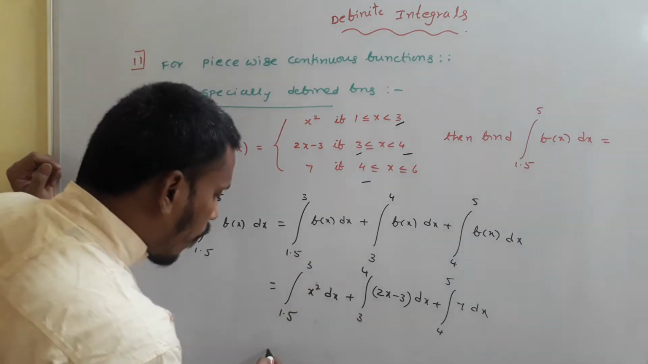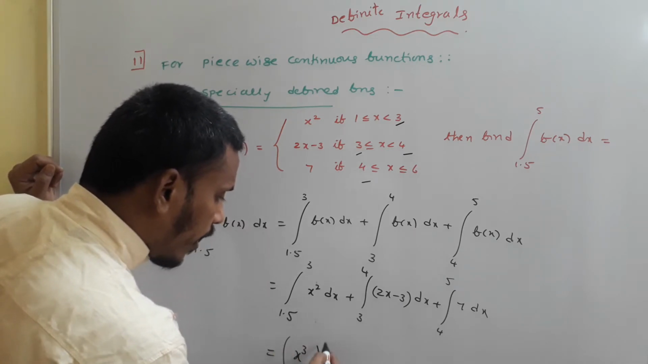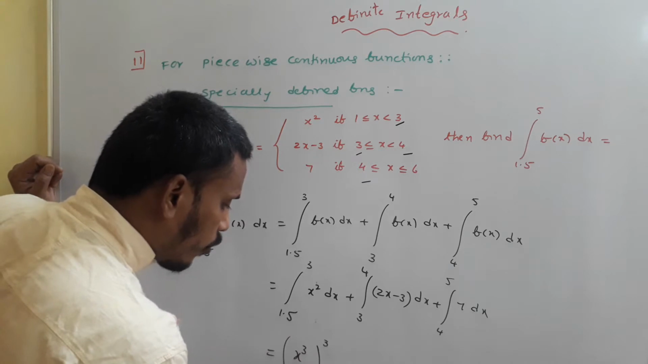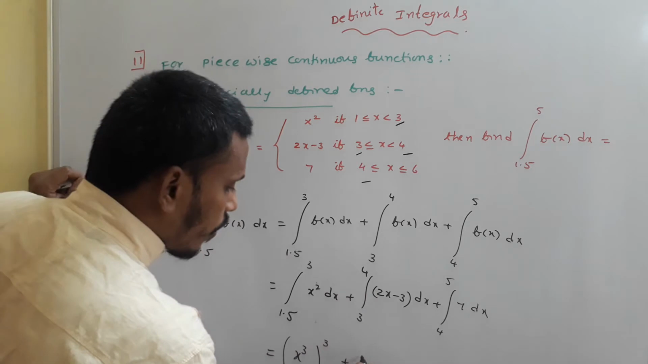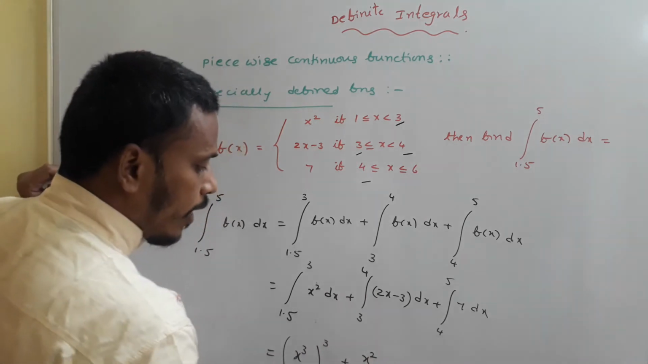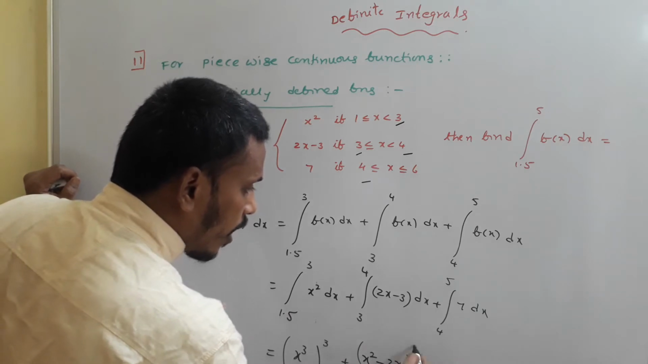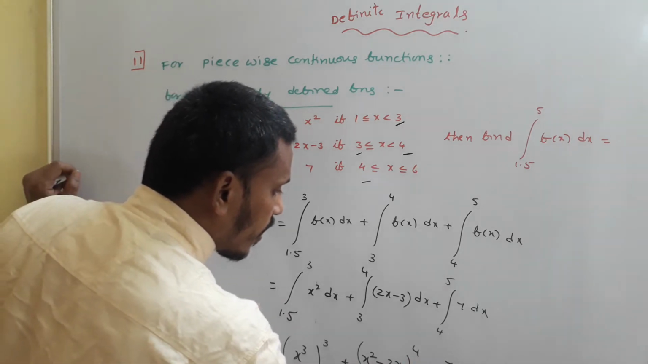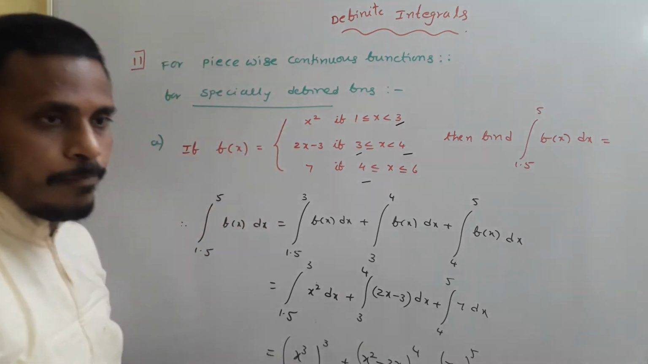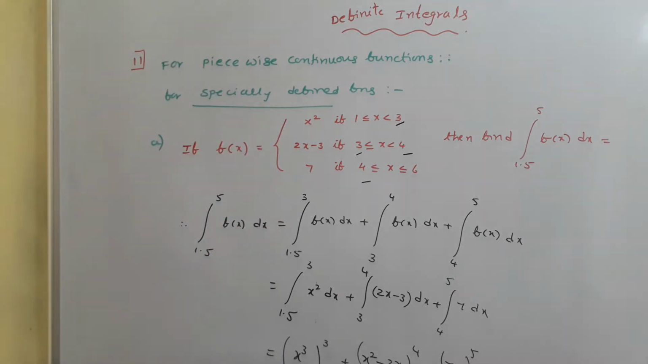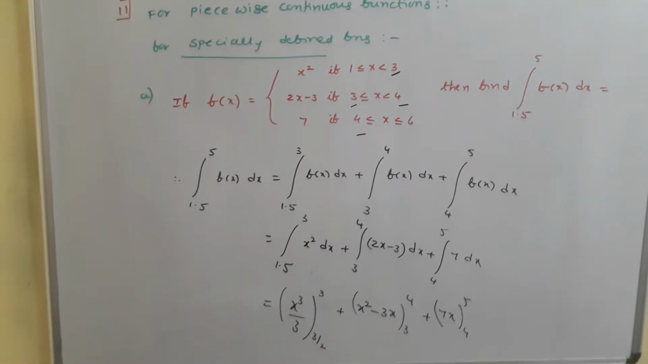So we need to apply integral as well as apply limits one by one. Integral of x square is what? x cube by 3 with the limits 1.5 and 3, plus integral of 2x minus 3: 2 is a constant, for x it is x square by 2, so x square minus 3x, between the limits 3 and 4, and for 7 its integration is 7x between the limits 4 and 5. Now we need to apply the limits, upper limit first and then lower limit next. You just think about it, how to do.